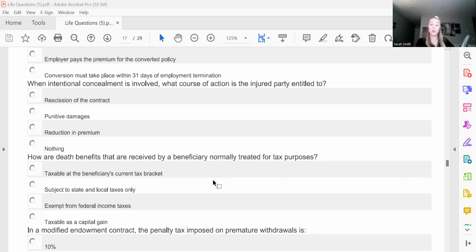So if you intentionally conceal one of those material facts and the company didn't figure out about it right away, issued you a contract at a favorable rating, and then found out later within your 2-year contestable window, right? Because after that, you're fine. But within that first 2-year contestable window, they would have the right to rescind the contract. So A is the correct answer, rescission of the contract. And the injured party would be the insurance company because you lied to them. Basically, you hid something that they should have known about.